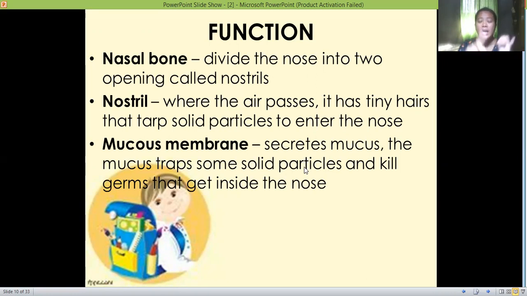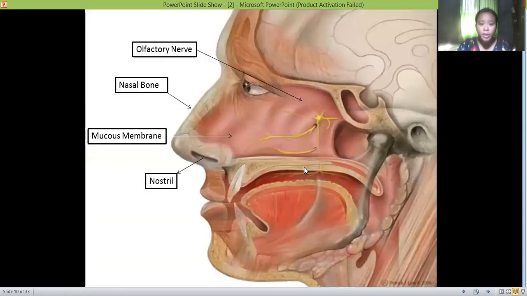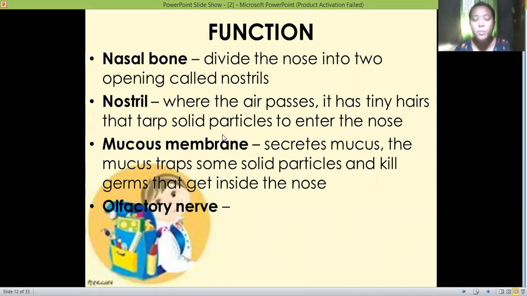Nagsisecrete siya ng mucus, and the work of mucus is to what? To trap the solid particles, another shield for your nose para hindi pumasok yung germs. And the mucus also is the one killing the germs that get inside your nose. Okay po? So that one is a mucous membrane. Dito siya, it's inside, okay? Yun siya yung parang medyo wet na part sa inside, okay?